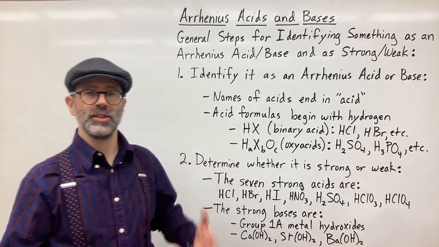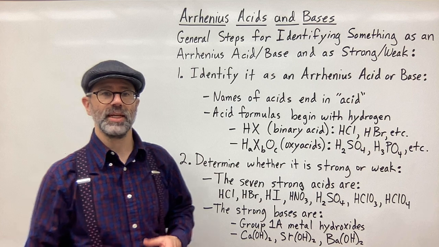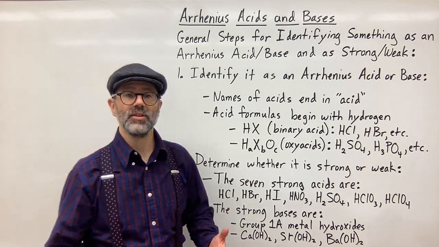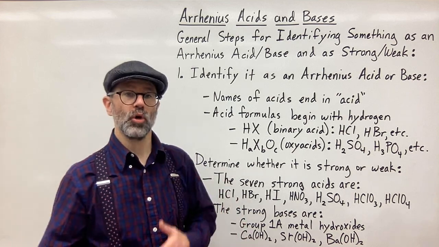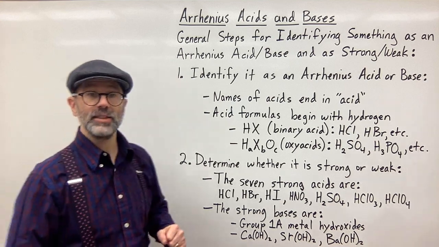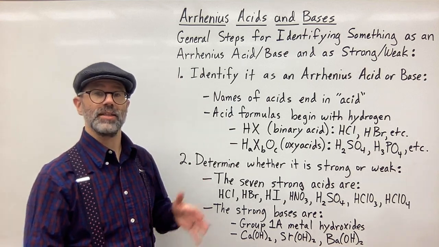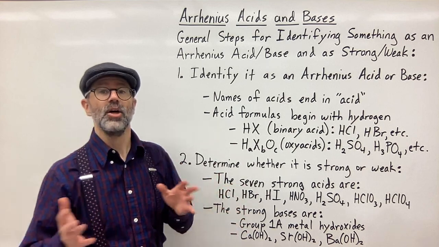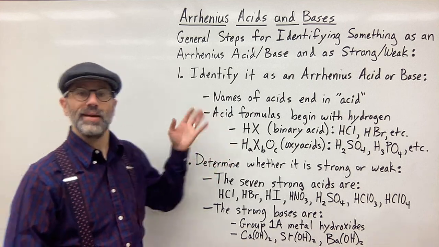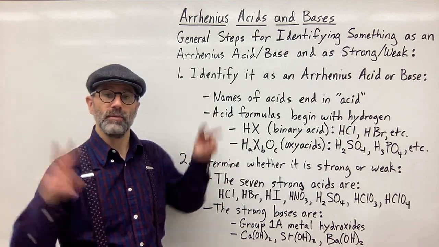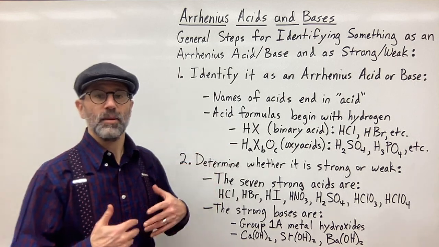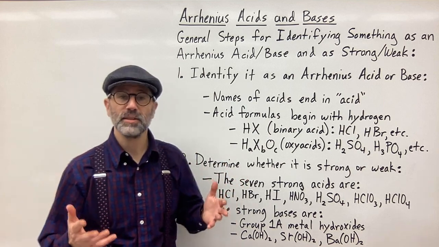Okay, let's talk about the general steps of identifying something as either an Arrhenius acid or an Arrhenius base, and whether or not that's going to be a strong or weak acid or base. So step one is to identify your substance either as an Arrhenius acid or an Arrhenius base. So here are some things to help you out. One, names of acids end in the word acid, right? I know that's probably common sense and obvious, but we don't want to ignore the obvious, right?